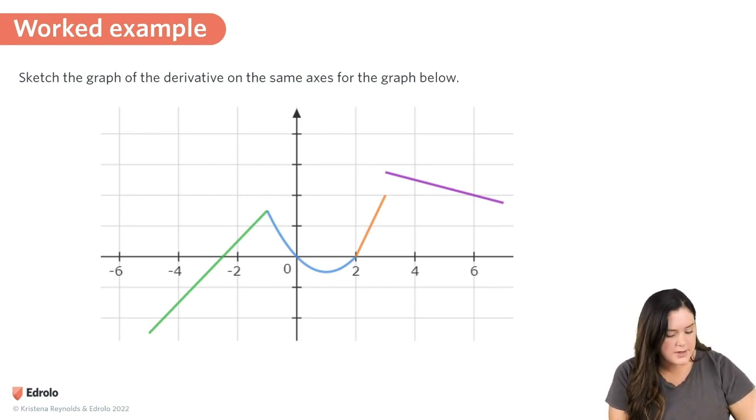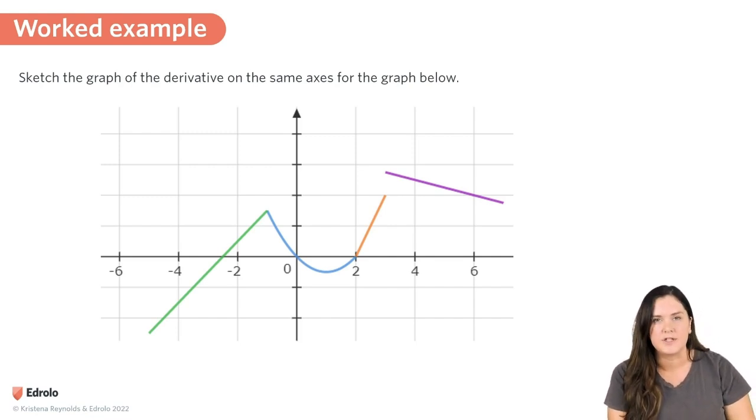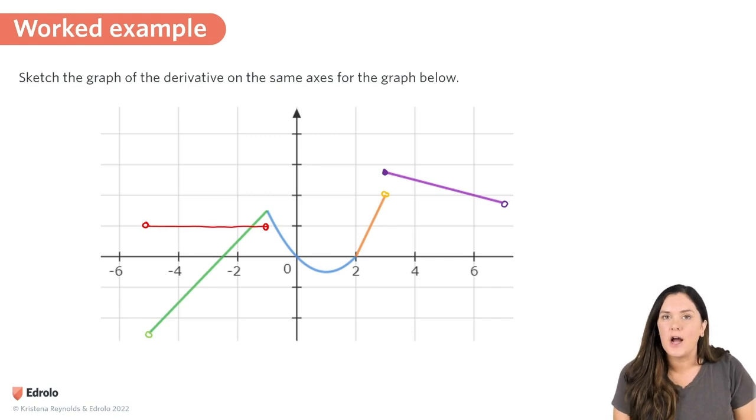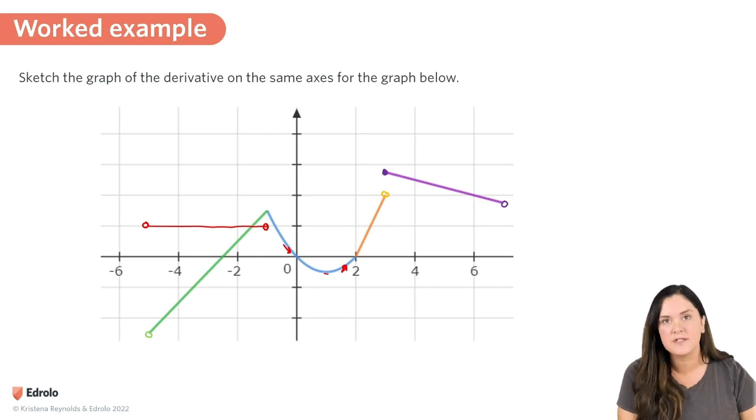So let's start with the green one. It is probably close to a gradient of 1. But since we weren't given any y values there, we just have to make assumptions. So for our quadratic, we have a turning point here at 1. On the left there, we have a section of negative gradient as it is decreasing. And on the right, we have a section of positive gradient.